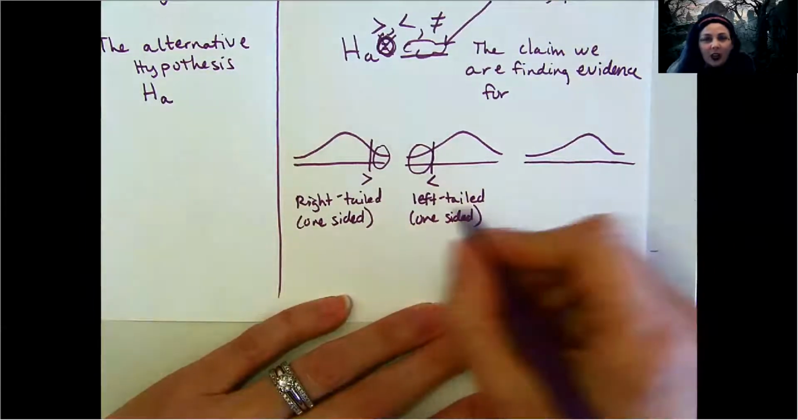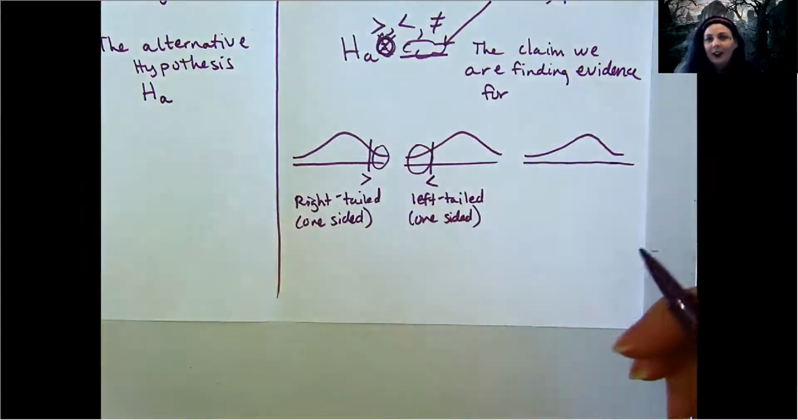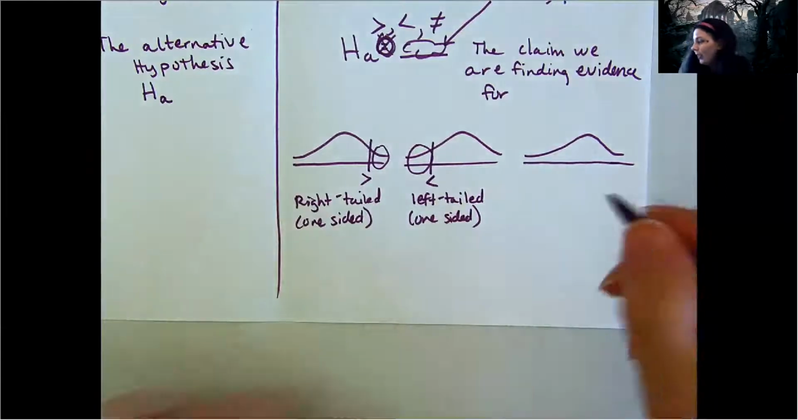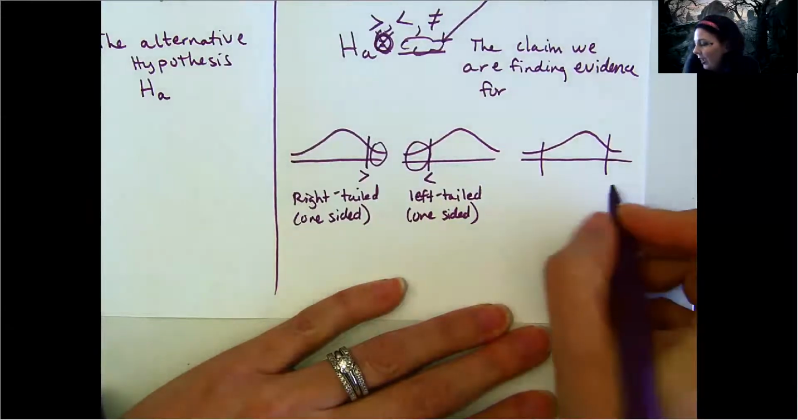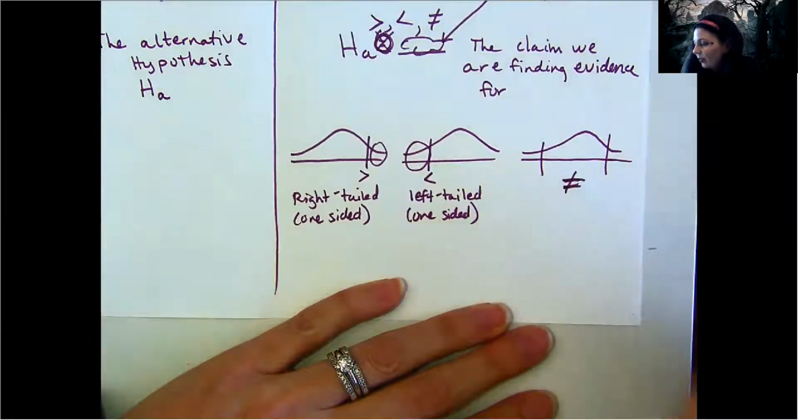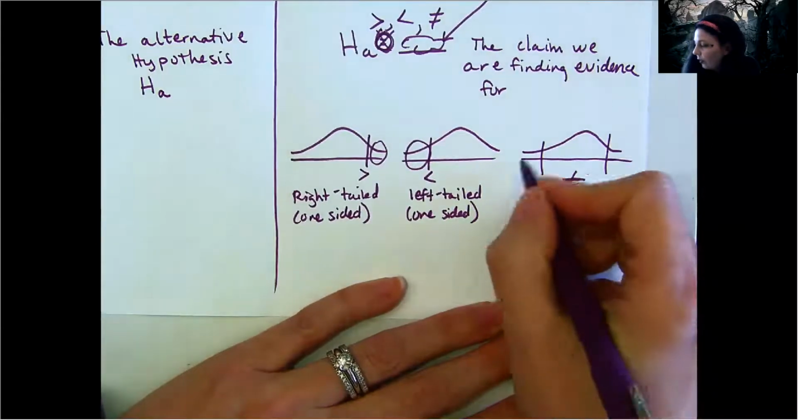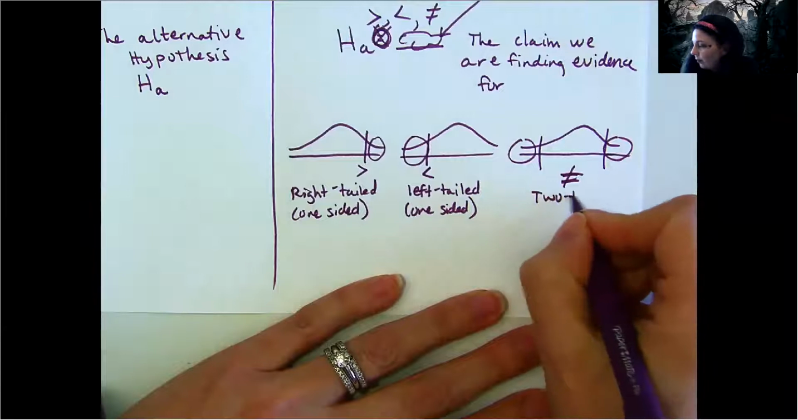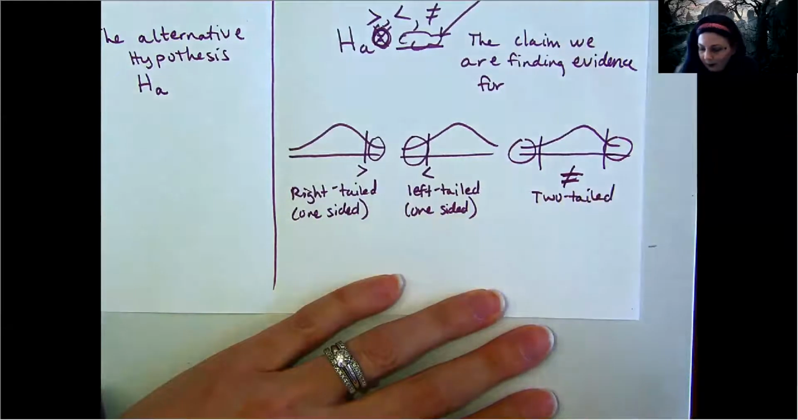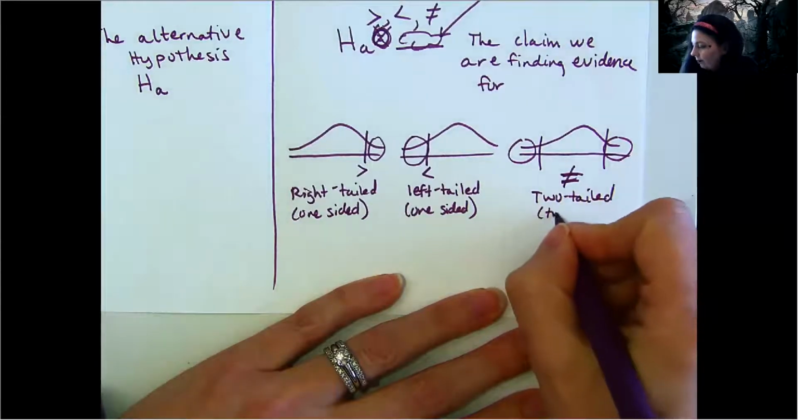All right, so right-tailed, left-tailed, and the other option would be two-tailed. If we look at both sides, that's when the symbol is does not equal to. So does not equal to, we look at both sides of our bell curve. We call that two-tailed or two-sided.